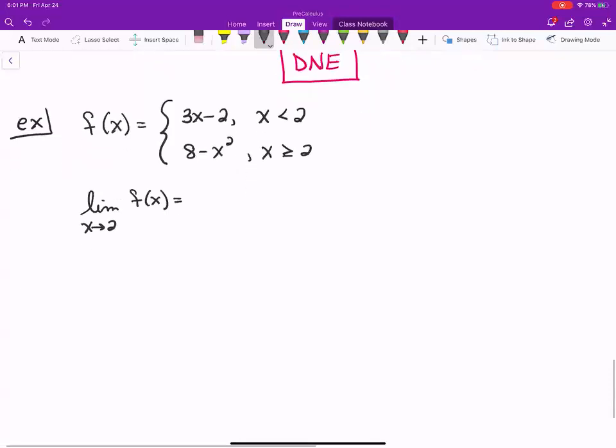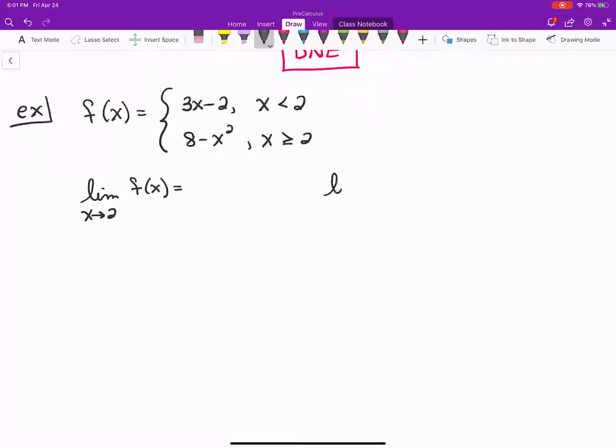So remember, one-sided limits means you're going to take the limit of the function as x approaches 2 from numbers that are smaller than 2. So where you're going to do your substitution for that is into the first part, because 3x minus 2 is for numbers that are smaller than 2. So I am going to plug 2 into the first part, which means I'm going to have 3 times 2 minus 2, which would give me 4.